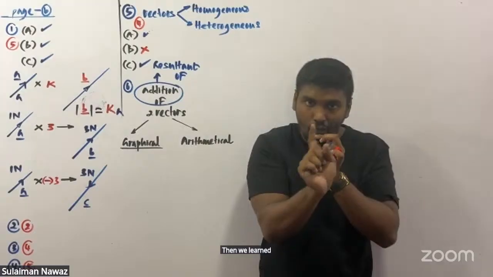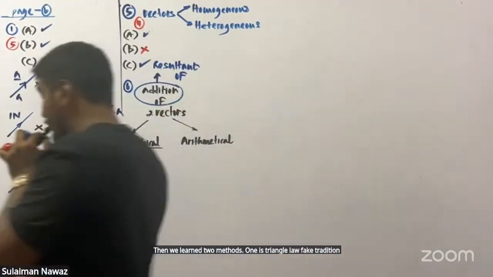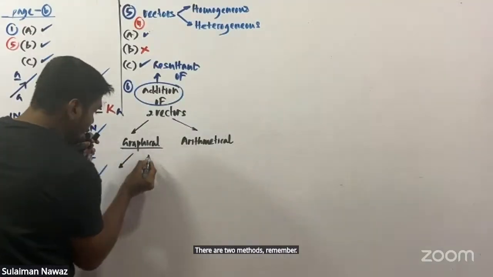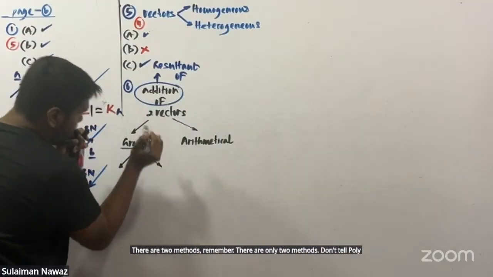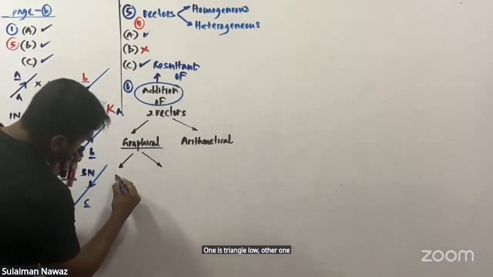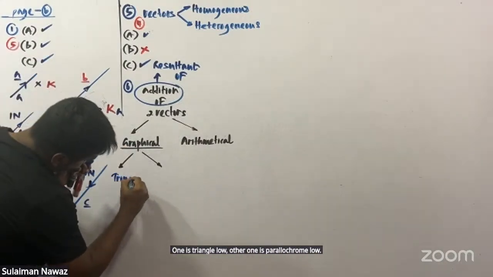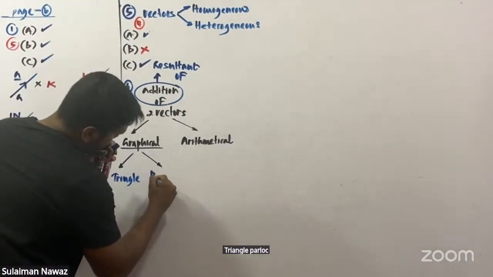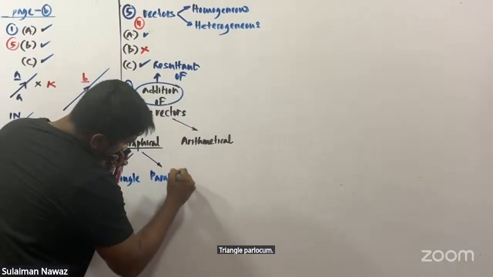One is the triangle law of vector addition. The other one is the parallelogram law of vector addition. There are only two methods, remember. Don't say polygon law, that is for more than two vectors. One is the triangle law, the other one is the parallelogram law.